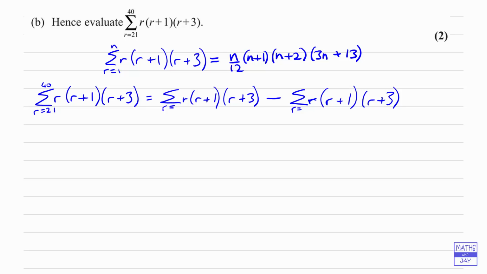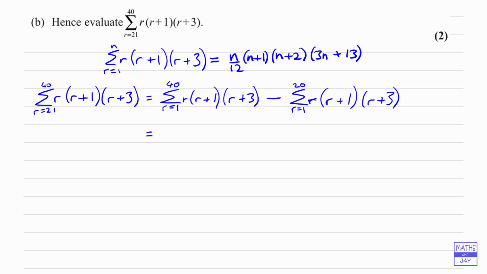The important thing to remember here is that the only thing that we know how to do is find a sum from 1 up to something or other, so both of our sums have got to start from 1. And because we want to know some of the terms from 21 up to 40, we obviously need to start off by finding the sum from 1 to 40, but then that will include all the terms from 1 to 20 as well, which we don't want. So then we can subtract off the sum from 1 to 20.